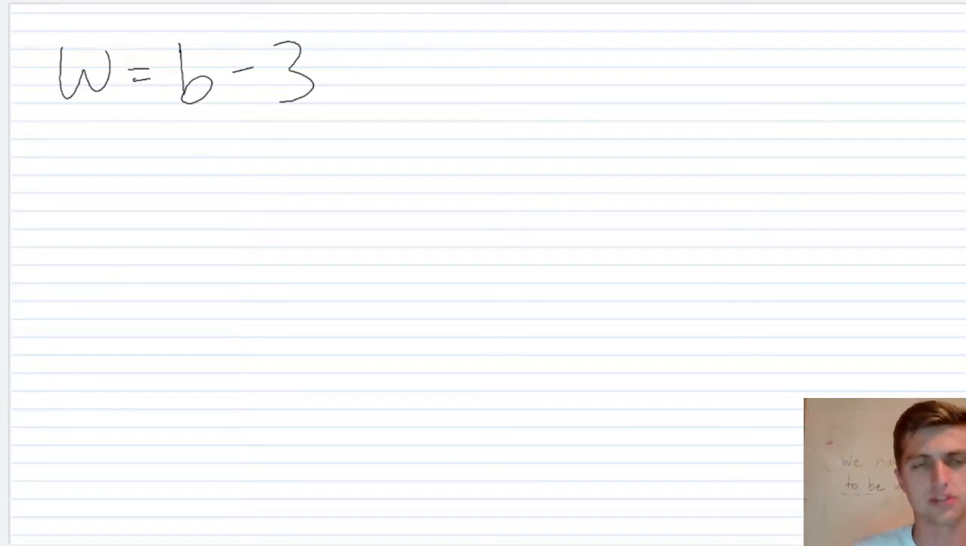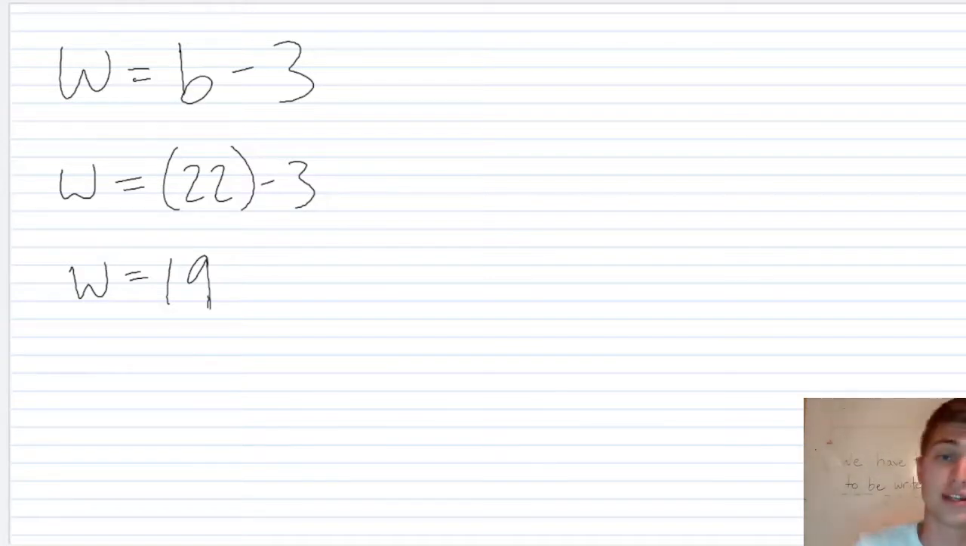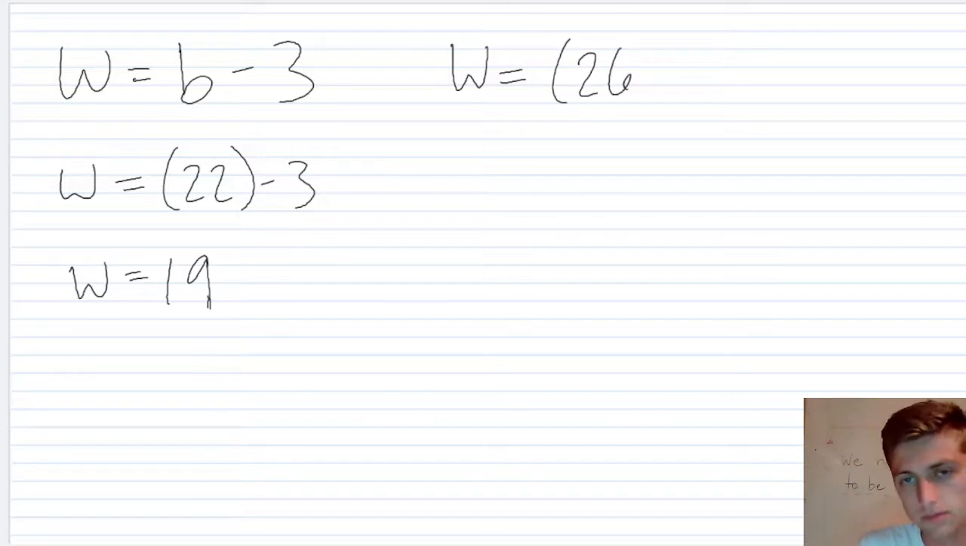So how does this help us? Well, if we know that Bryce is 22, we can do a substitution. What's 22 minus 3? That gives us 19. That tells us that William is 19. Well, what if Bryce later on becomes 26? Well, we can do the same thing. We can do a substitution for Bryce's age. 26 minus 3 gives us 23.